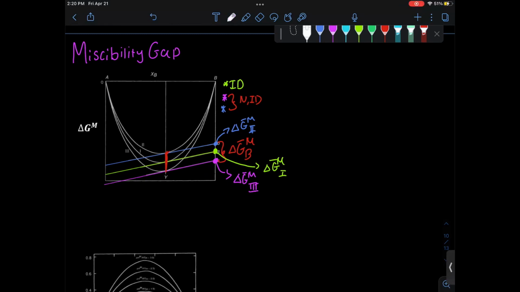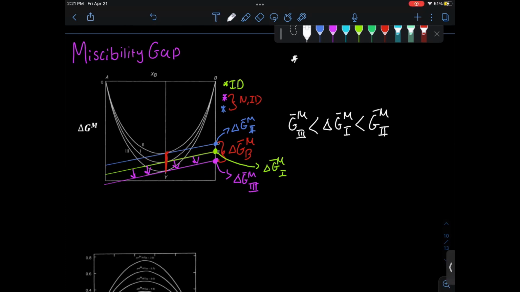Okay, now, based off of what we know, the green is ideal and the blue and the purple are non-ideal. Let's compare their partial molar Gibbs free energy. So the partial molar Gibbs free energy of 1, our ideal, is less than the partial molar Gibbs free energy of 2, but it's greater than the partial molar Gibbs free energy of 3. Now, what can we say about this? Well, we know that the purple line, line 3, has a lower partial molar Gibbs free energy.